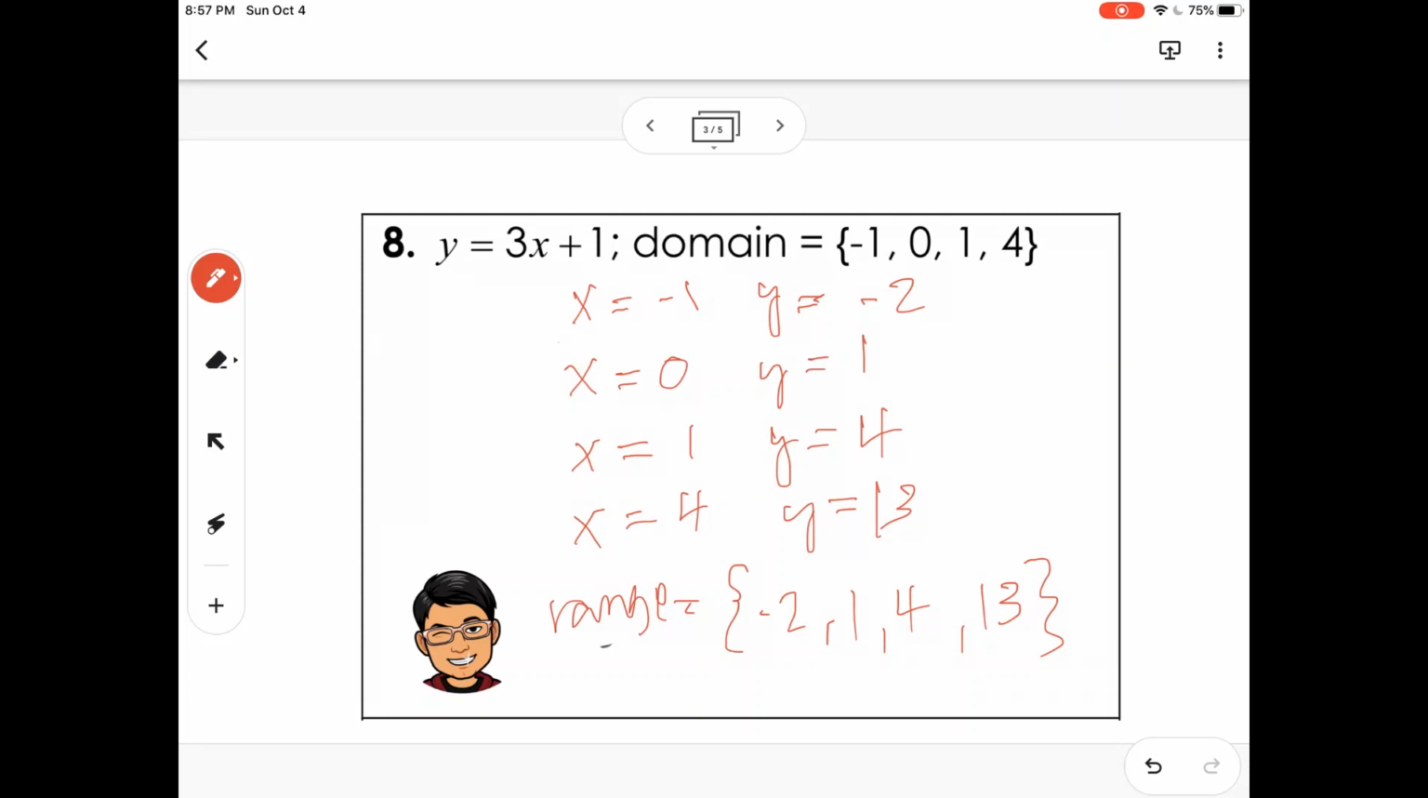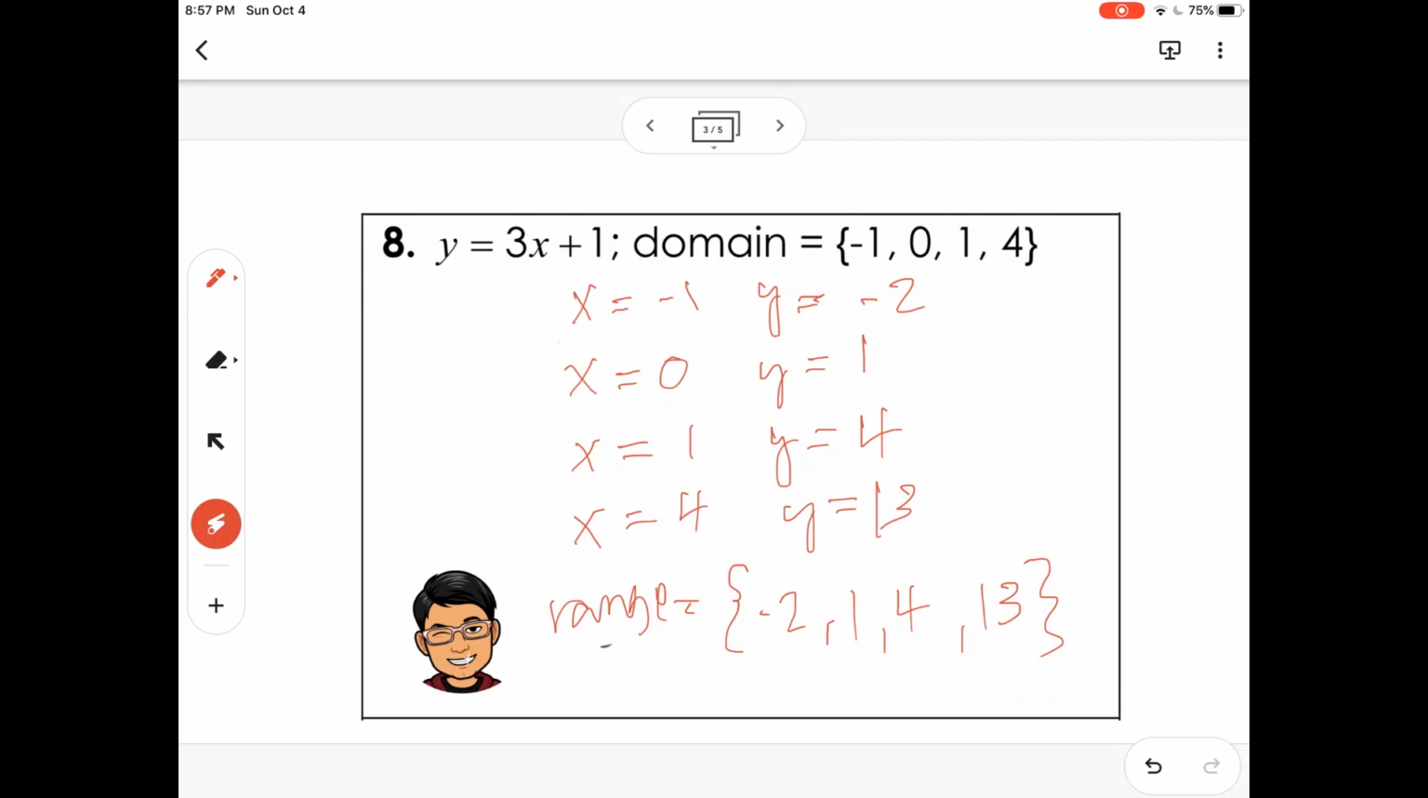Okay, there you have it. So when the domain values are -1, 0, 1, and 4, the range values are -2, 1, 4, and 13, given the equation y equals 3x plus 1. All right?